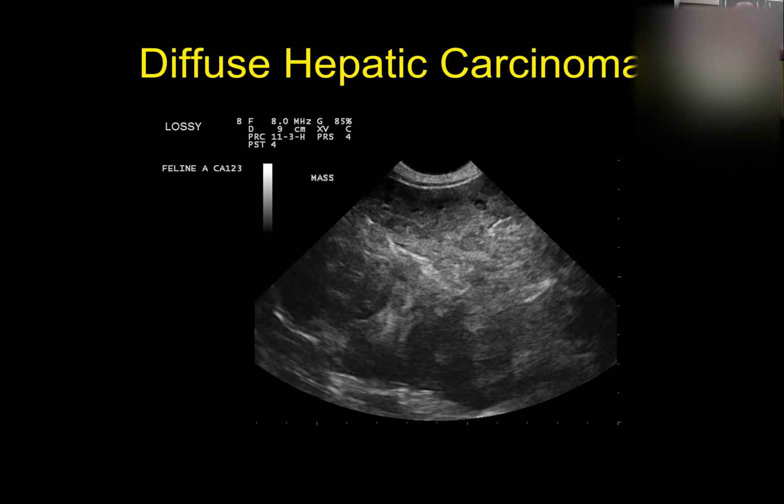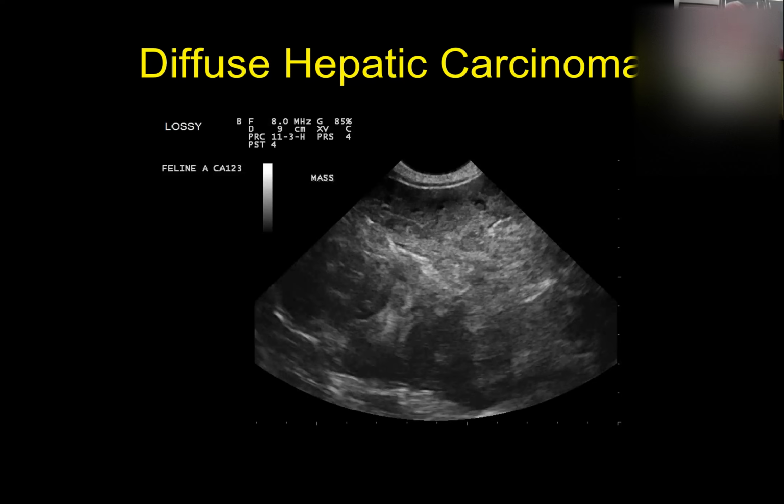What the name of the cancer is, at that point probably doesn't even really matter if the whole liver is affected. And so then you can advise the owner, we can stick it if you really want to know for sure, or it looks so bad, maybe we don't need to stick it.